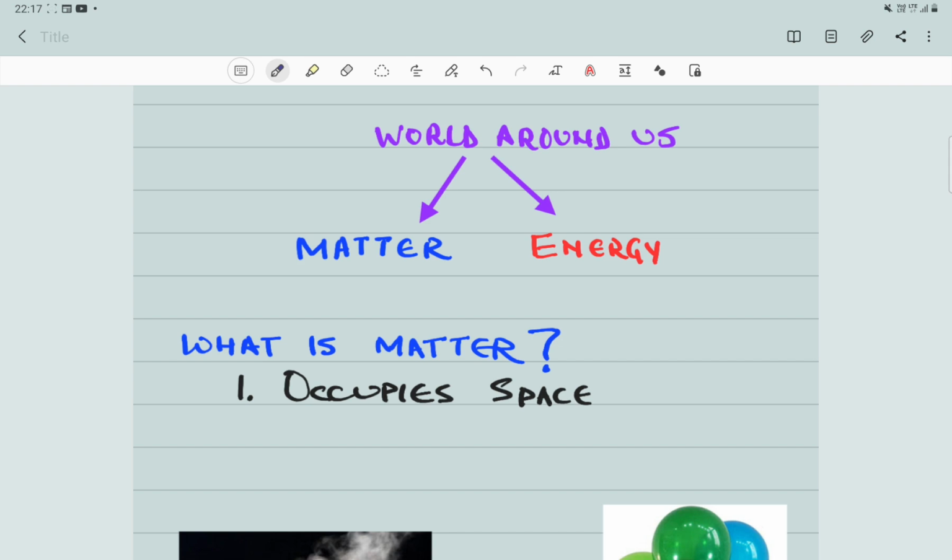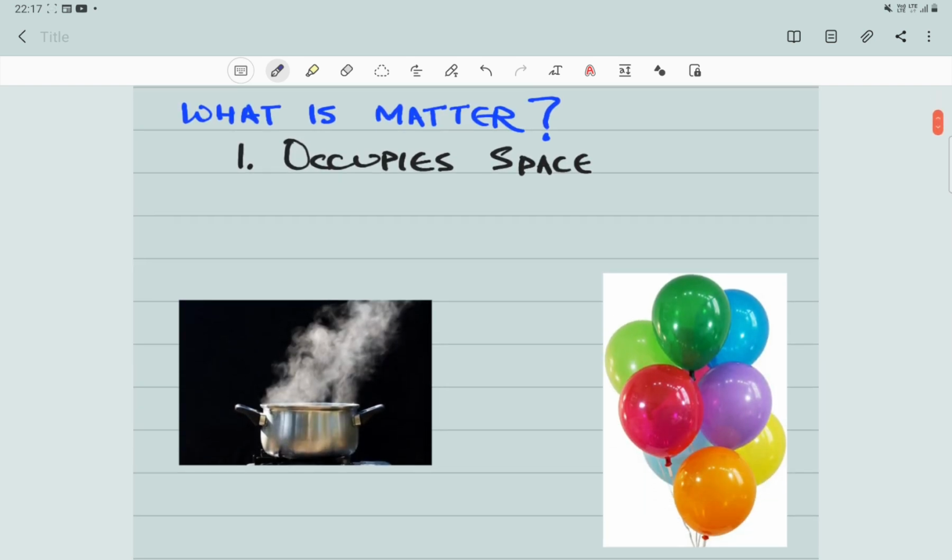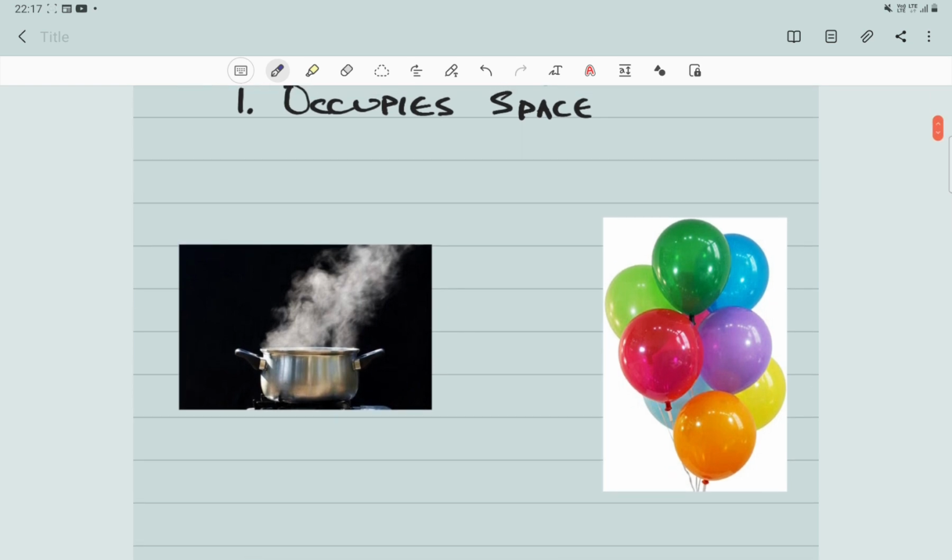Now, the second property of matter. We'll go to the second property of matter, but before that, let us look at these two images. In the first image, we can see there is a pot, a boiling pan, which is occupying some space in the kitchen. Also, you can see steam coming out of it because some water is being boiled inside. So this steam is also occupying some space inside the room.